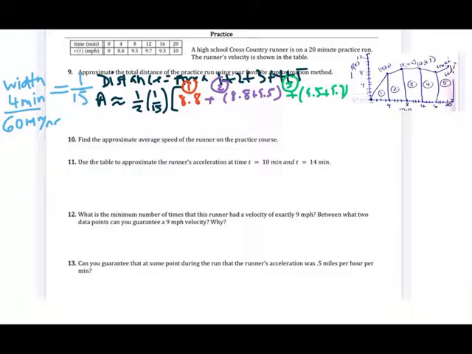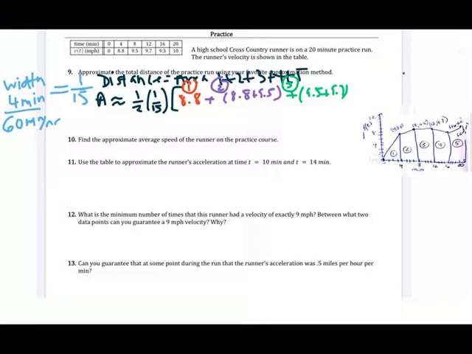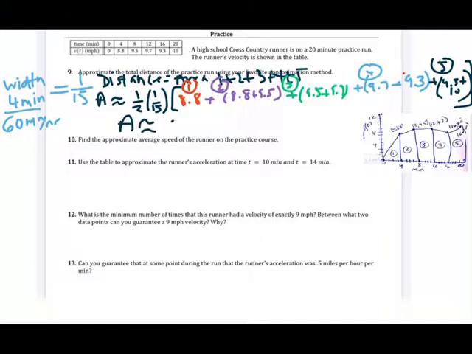Area 4, I'm going to move my picture. Area 4 is 9.7 plus 9.3, and area 5 is 9.3 plus 10. If I add all of those values together and multiply them by 1 over 30, I get that my area approximation is 2.82. We're talking miles here because we multiplied miles per hour times hours. That gives us 2.82 miles.